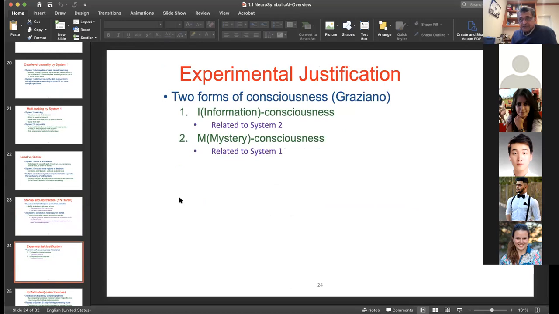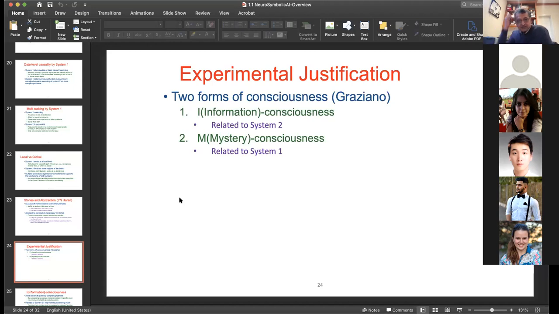Okay, this gets into some very interesting stuff, experimental justification. This gets into psychology type of work, two forms of consciousness. We have I consciousness, called information consciousness, which is related to system 2. And then M for mystery consciousness, related to system 1. So mystery is this neural network, you can think of it as a mystery, right? You can't explain how it's working. It's able to do it.